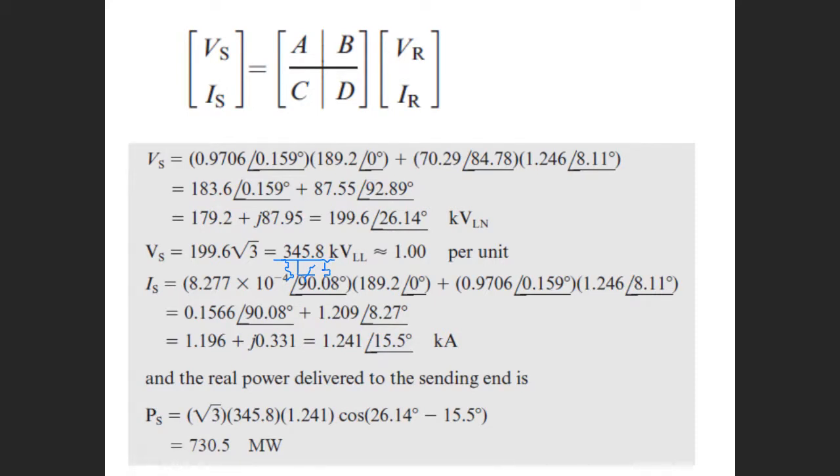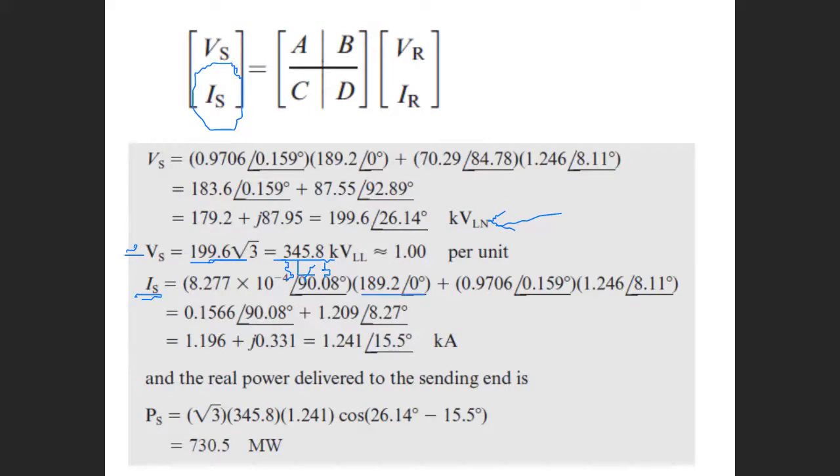And why do we need to convert it into phase? Because we want to find the current IS. So don't forget to convert this into line to neutral, VS. This is line to line. Don't forget to convert this into line to neutral, like this one here. Why do we need line to neutral? Because we want to find IS, with the sending end voltage.